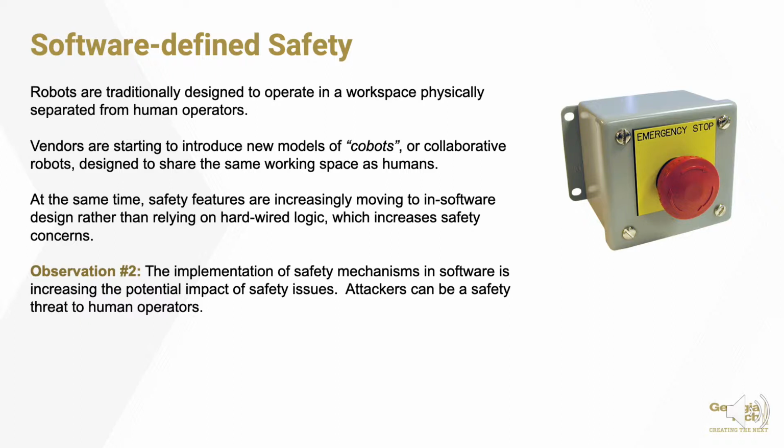Compounding this risk is that we're starting to move some of our control of safety features from a hardwired, fail-safe wire or switch that can be cut to immediately power down a robot and stop it in its tracks, to moving those features into software. And the implementation of those features in software opens up the potential impact of an attack to operator safety.